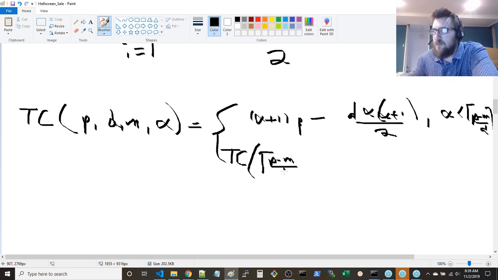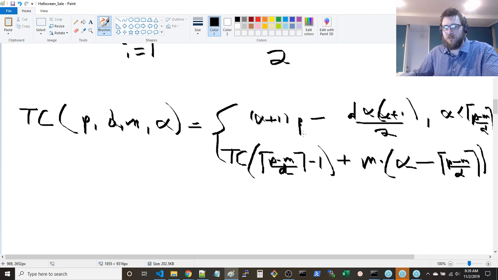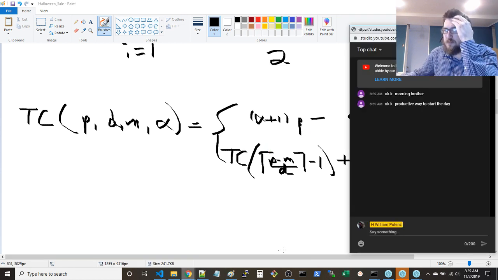We can just recursively, not really recursively, but just referencing backwards, this plus, and this is going to be the difference of, I guess, m times alpha minus this ceiling of p minus m minus d, p minus m over d. There's not a lot of math, but there's a little bit of math here. It just makes it neat, kind of makes it satisfying.